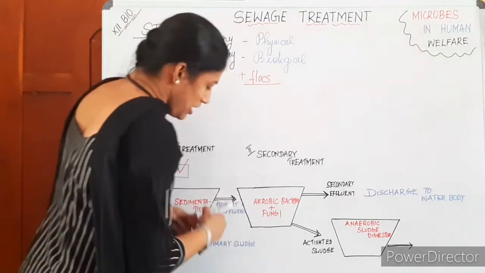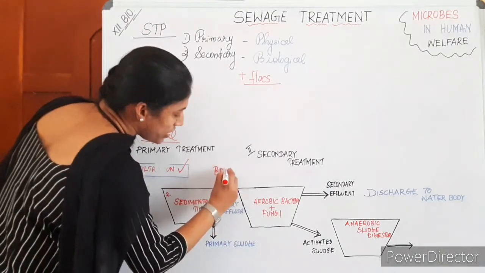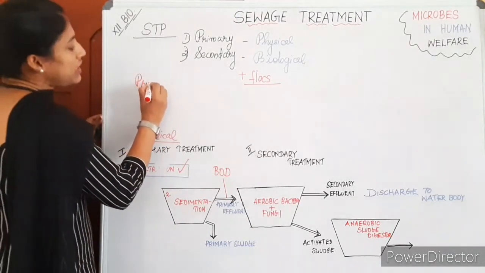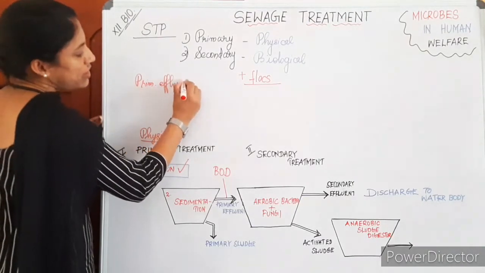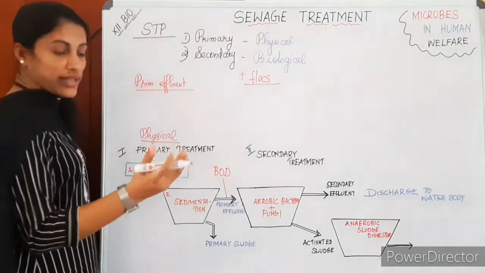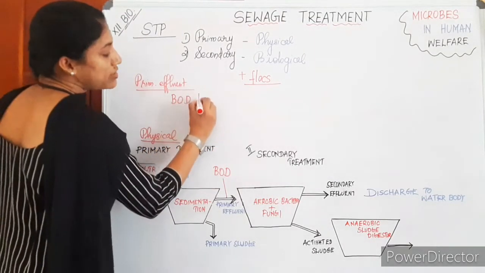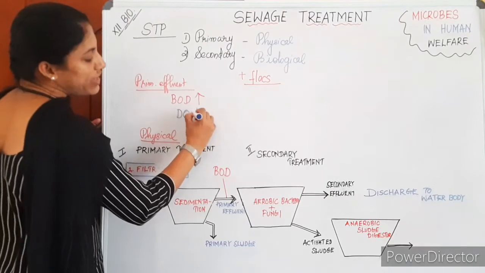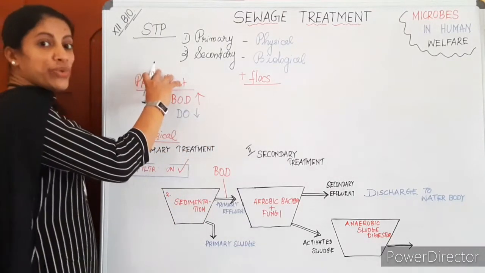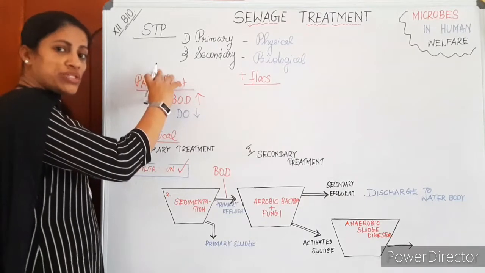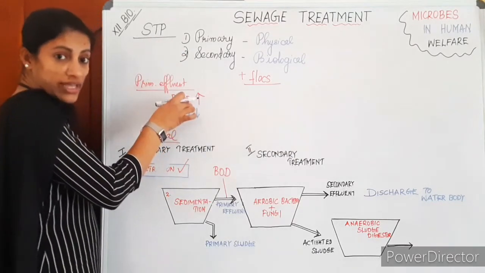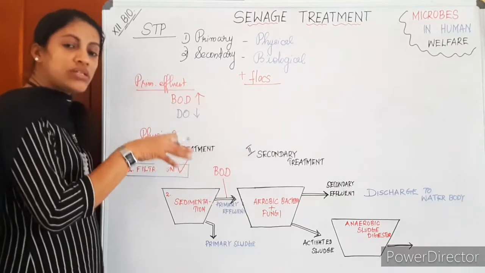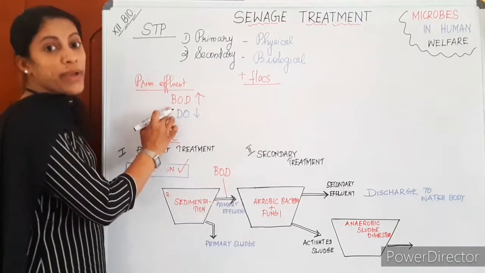Initially, what is the BOD of the wastewater? The primary effluent will have a high amount of organic matter inside, so its BOD will be very high, and its dissolved oxygen content will be very low. That means the primary effluent is rich in organic matter and full of pollutants, so its BOD is high; its demand for oxygen is high. It has less dissolved oxygen, so it shows a high demand for oxygen.